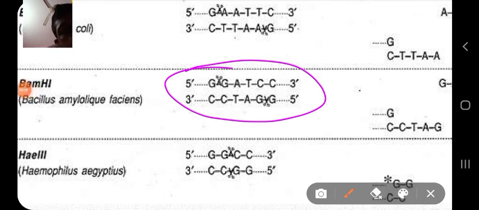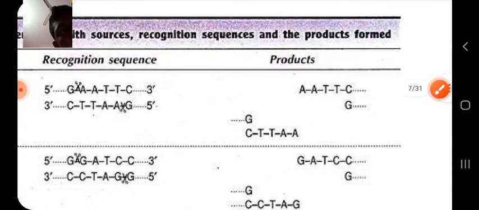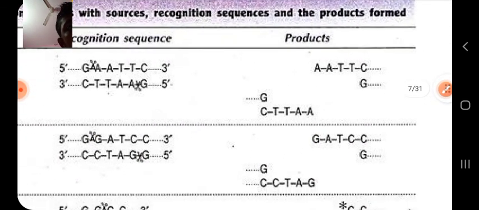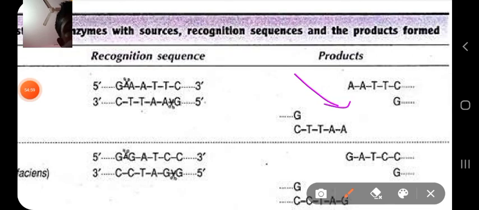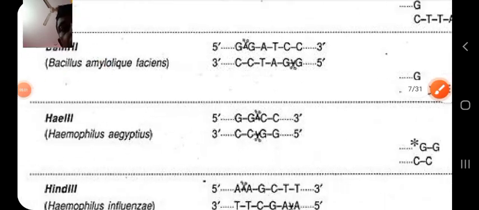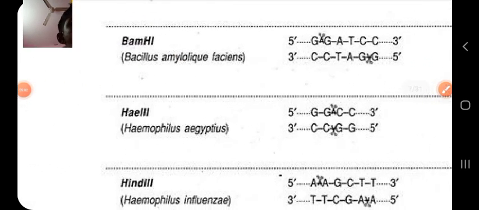GGATCC. The opposite complementary strand will be CCTAGG. It cleaves between G and G, both in the complementary strands, and thus it produces sticky ends, right? We can insert our DNA of interest into this site and we can join them. But our DNA of interest should also have that type of sticky ends.